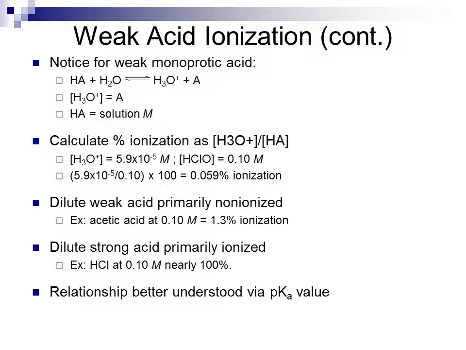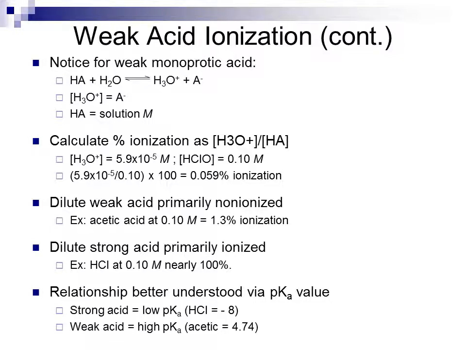We can understand the relationship better if we look at a pKa value. A strong acid, which has a very high Ka, 1 times 10 to the 8, has a low pKa value, negative 8 in this case for hydrochloric acid. A weak acid, however, which has a very low Ka value, has a high pKa value. Acetic acid has a pKa value of 4.74. So the larger the pKa value, the weaker the acid. The smaller the pKa value, the stronger the acid.